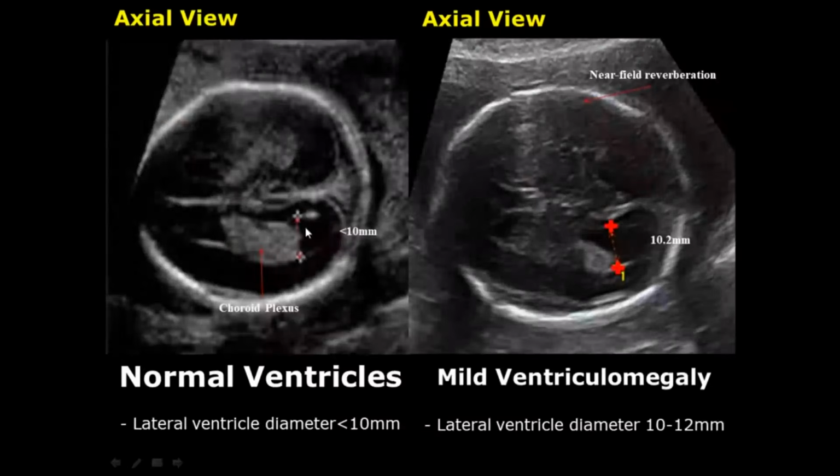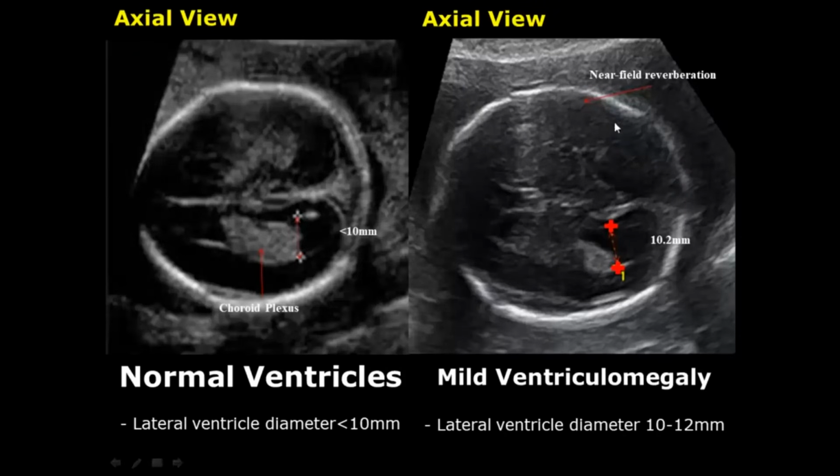Our first case is Ventriculomegaly. It is the abnormal dilatation of the lateral ventricles. The diameter of the lateral ventricles must be less than 10 millimeters. The choroid plexus normally occupy the majority of the space. They produce cerebrospinal fluid. And over here, the lateral ventricle diameter is more than 10 millimeters. If the diameter is between 10 to 12 millimeters, it is termed as mild ventriculomegaly.